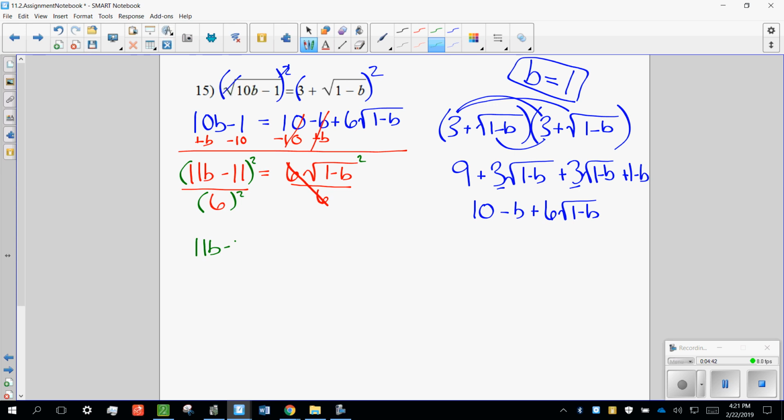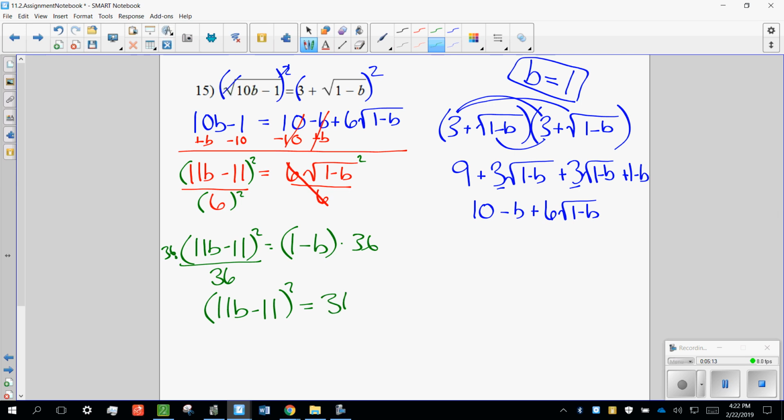We have 11b minus 11 squared is equal to, I'll get that denominator in just a second. Oh, we lost that square root. Good for us. It's just 1 minus b now. Okay, the denominator is 6 squared. That's 36. So what I'm going to do is I'm going to multiply both sides by 36 to get rid of that denominator right away. So I still have 11b minus 11 squared is equal to 1 times 36 is 36, and then negative b times 36 is negative 36b.